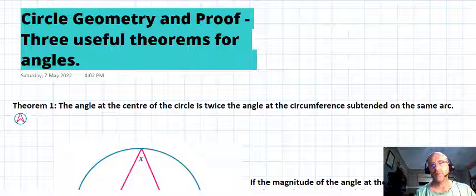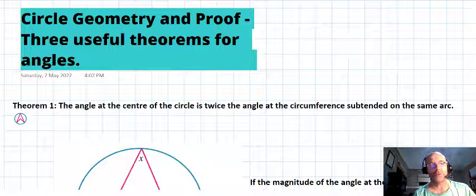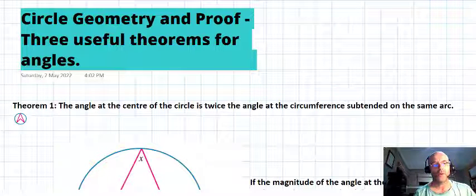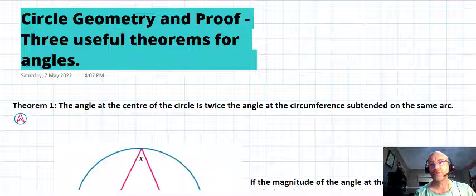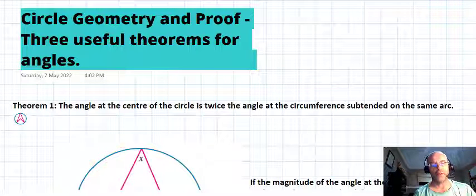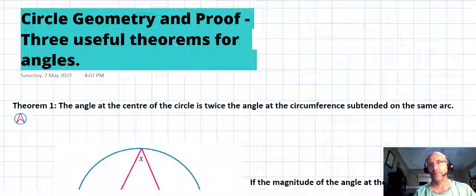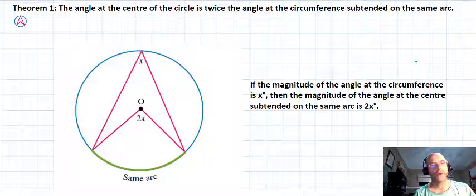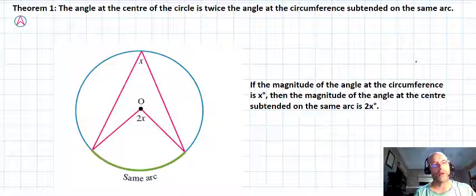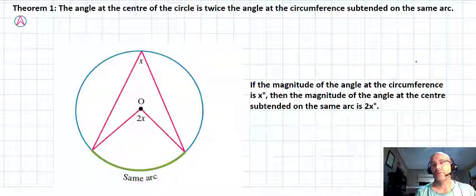And just to note, some books or sources, videos, and so on, will give these theorems different numbers sometimes. So this is theorem 1 according to me, but other sources may differ in the number they associate with this theorem. So here we are, theorem 1. The angle at the center of the circle is twice the angle at the circumference subtended by the same arc.